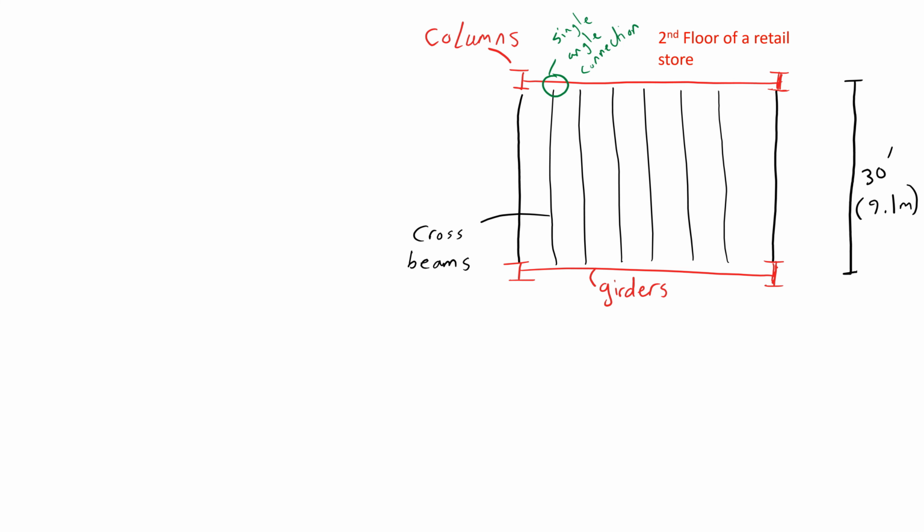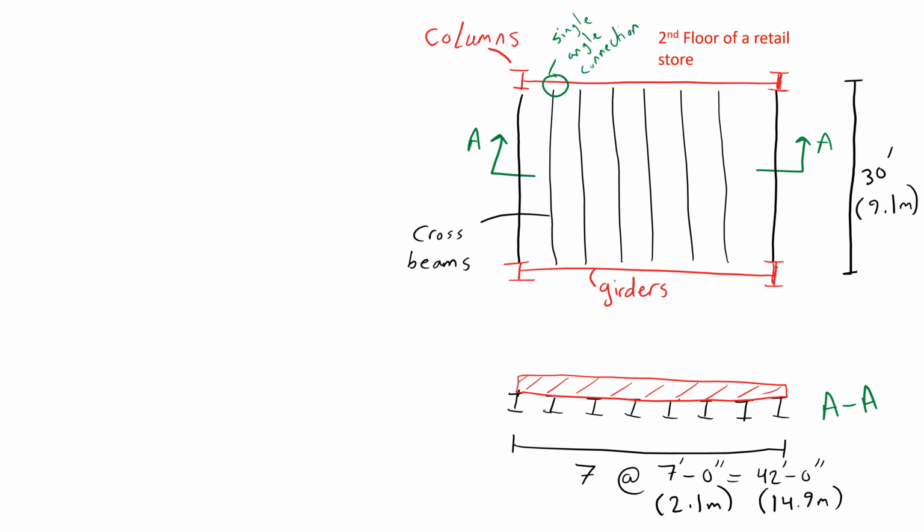I've discussed the assumptions involved with different support conditions in a previous video. You can find it in the description down below. Let's have a look at the cross section. The cross beams are equally spaced with 7 feet in between them.